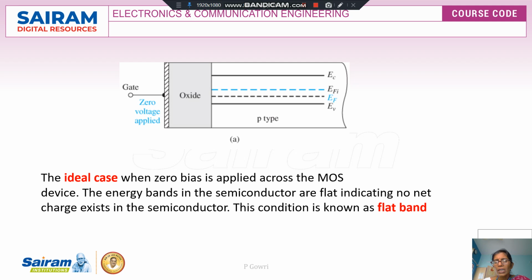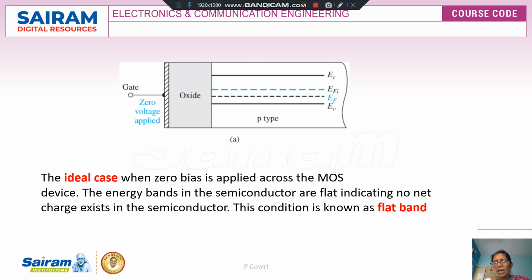As an ideal case, when I apply zero voltage across the MOS device or across the gate terminal, there will be a thermal equilibrium state, and hence the energy bands are flat. That indicates that there will be no charge in the semiconductor. So this condition is called the flat band. We assume that when the gate voltage is equal to zero, the system is in thermal equilibrium, and hence there are no charge carriers, and the energy band will be a straight line throughout the semiconductor material.